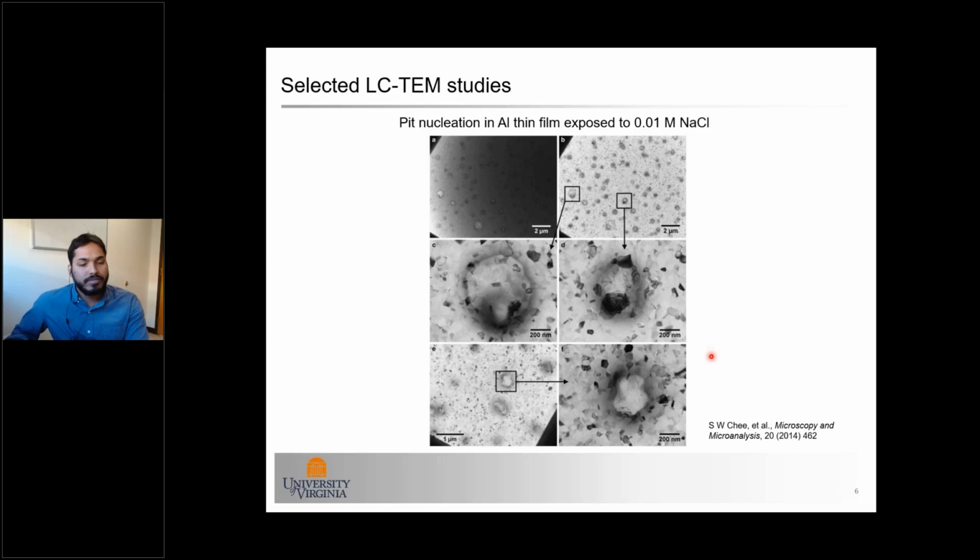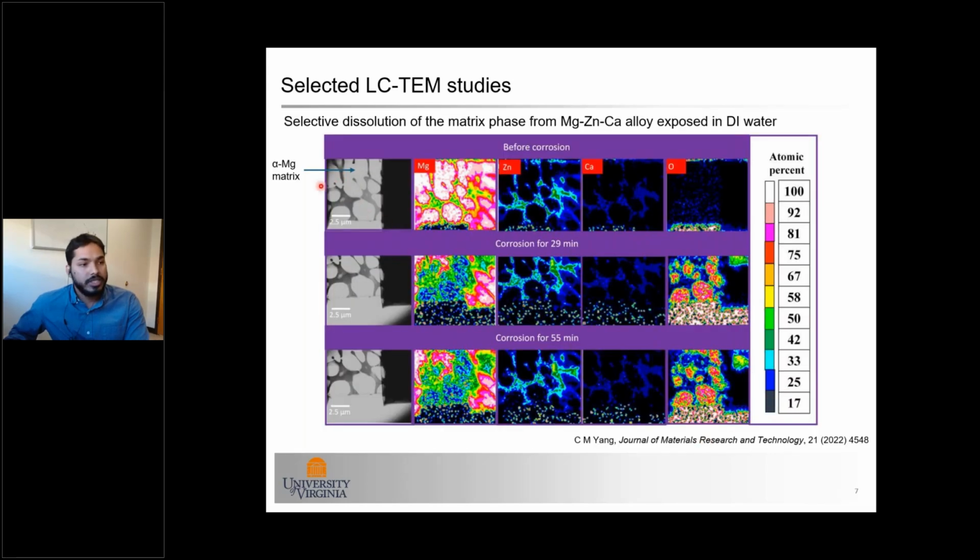So here are a couple of examples using in-situ TEM for corrosion studies. This is one of the earliest papers which I could find, studying pit nucleation in aluminum, but of course, they used aluminum thin film, and they captured pit nucleation when they exposed it to 0.01 molar sodium chloride. Here, what you see is selective dissolution of matrix phase from a magnesium, zinc, calcium alloy. It was only exposed to DI water.